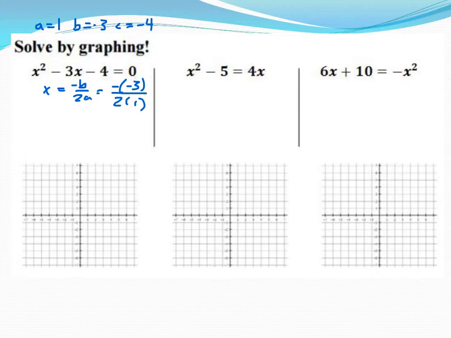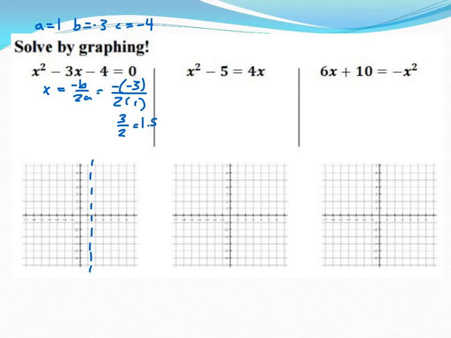Okay, so what does that give me? Negative of negative 3 would give me positive 3 over 2. So I'm going to get 3 halves, which if I just divide that out is 1.5. So that means I'm going to have my vertex at 1.5, which is between 1 and 2. Okay, now, where is my vertex exactly?